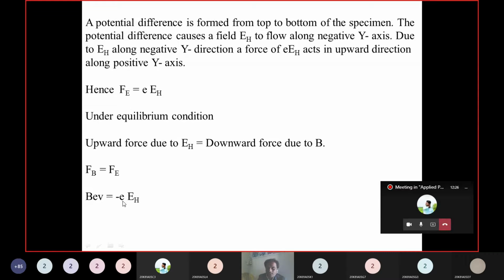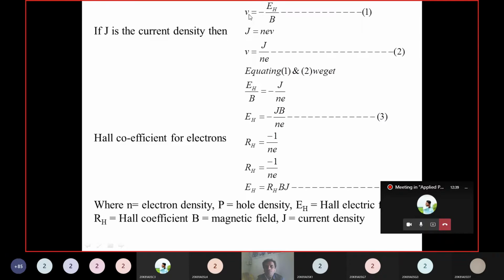So finally, the velocity of the electron V is equal to EH by B. Velocity of the electron V is equal to EH by B. Here a minus symbol will be there.